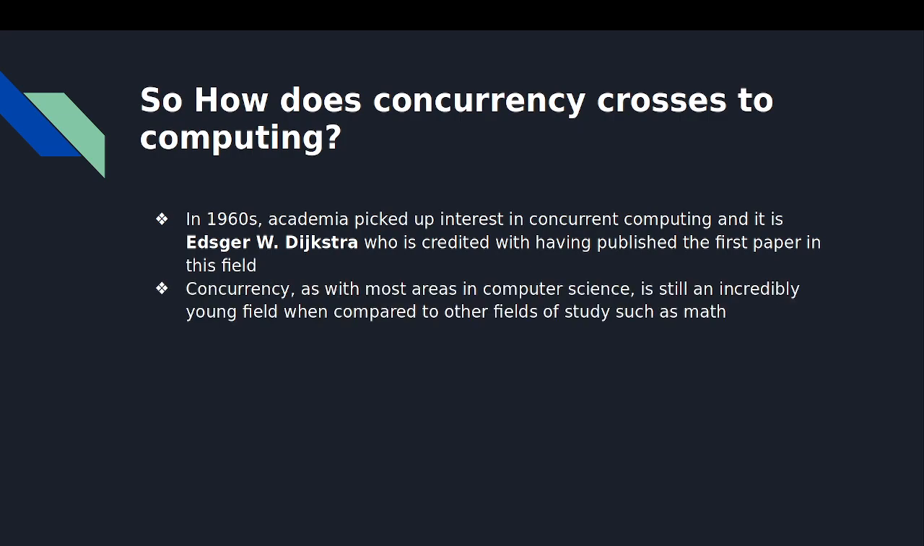And we know that concurrency, as with most areas in computer science, is still an incredibly young field compared to other fields like mathematics. Mathematics has been here since the dawn of time, since the creation of the world. So implementing concurrency in primitive language structures is quite hard. Yes, I bet we can all agree it is really hard.